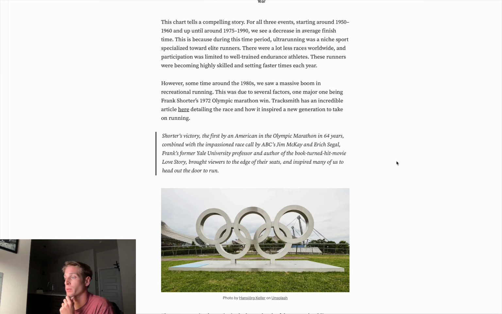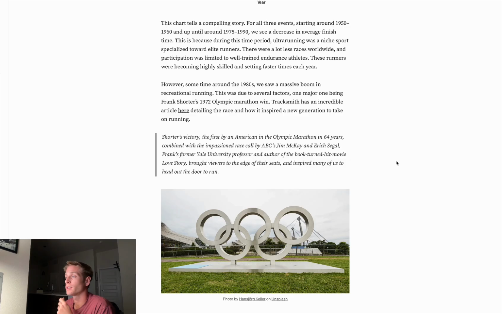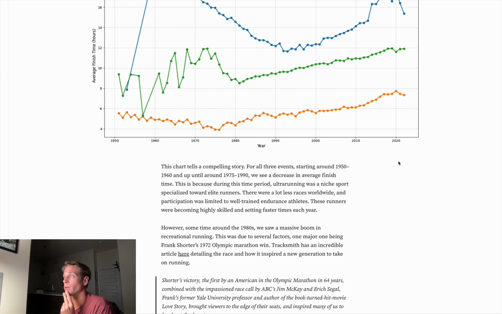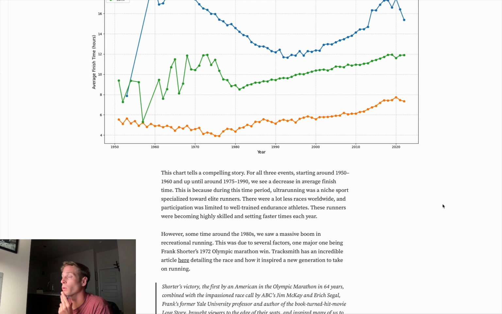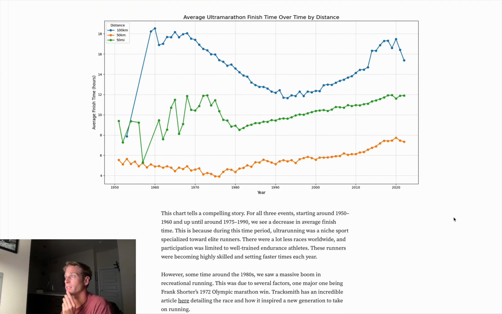Many people saw this on TV and were dramatically inspired. There was a running boom where average runners and ordinary people started running and got very involved. That is what I believe is happening here, where you see this U-turn: ultramarathon running is becoming more adopted, much more widespread, and accessible to the average Joe. So we're going to verify these claims by diving deeper into the data.